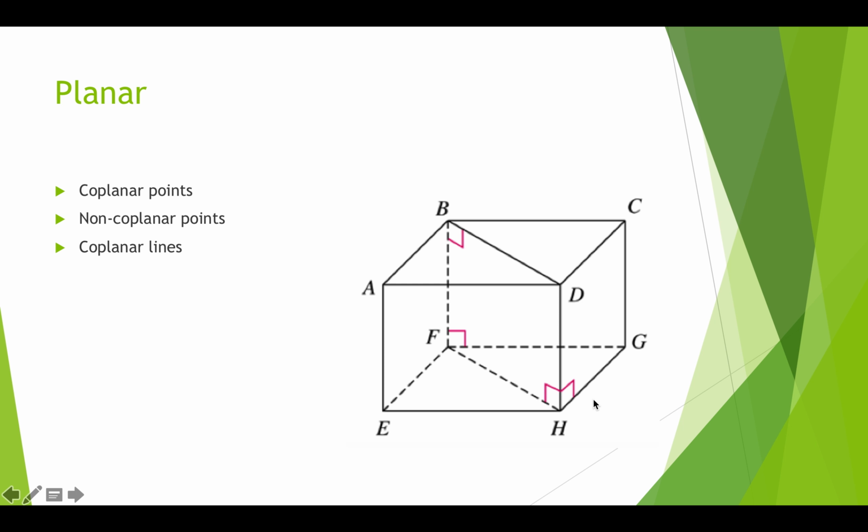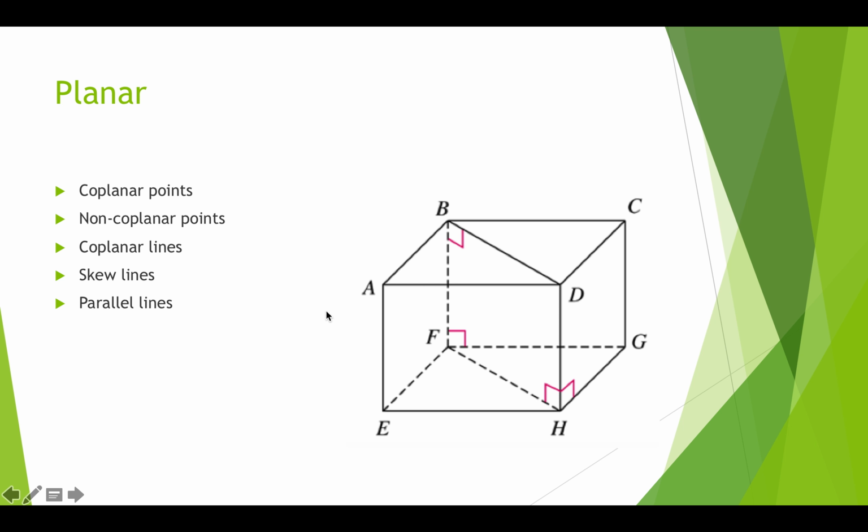Coplanar lines are lines that are in the same plane. AB and DC are coplanar. They're all in this top plane. Skew lines are a little different. They're lines that are not in the same plane but do not cross. So they cannot be in the same plane. So AB and CG are skew lines. They are not in the same plane and they do not cross.